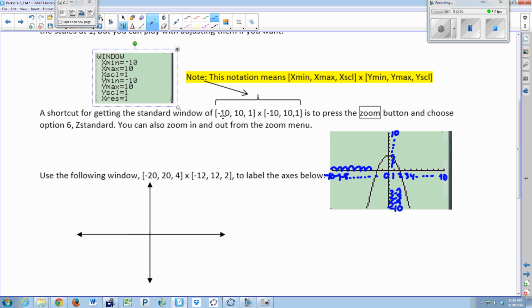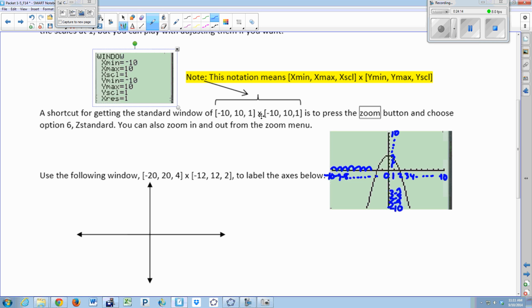So you see here, you have 2 brackets with 3 numbers in each bracket. The first number represents the minimum X value. The second number represents the maximum X value. This shows you your X scale, the 1.